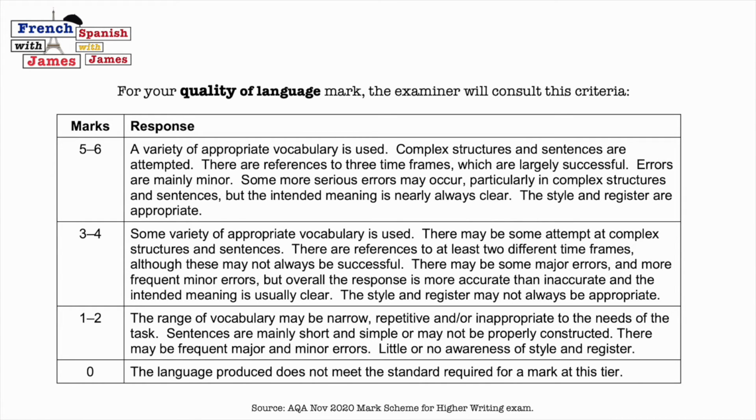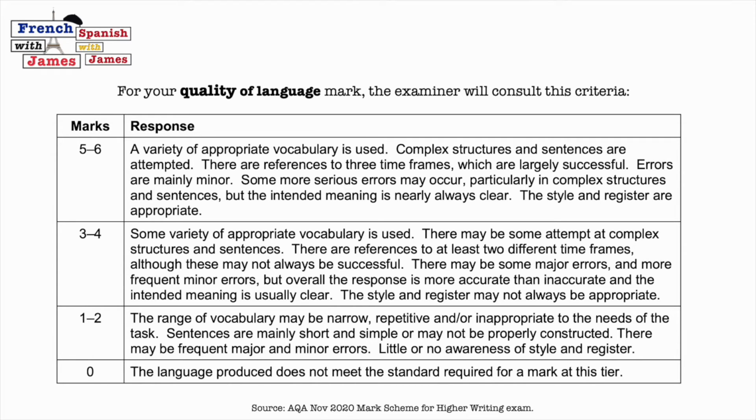So if the theme is on work, you might use words like a lawyer, a solicitor, and a hairdresser. That's showing that you know a range of vocabulary. Or in the example I also said, I would like to be a police officer. That's showing again a range of vocabulary. Using complex structures and sentences, or at least attempting to do that.